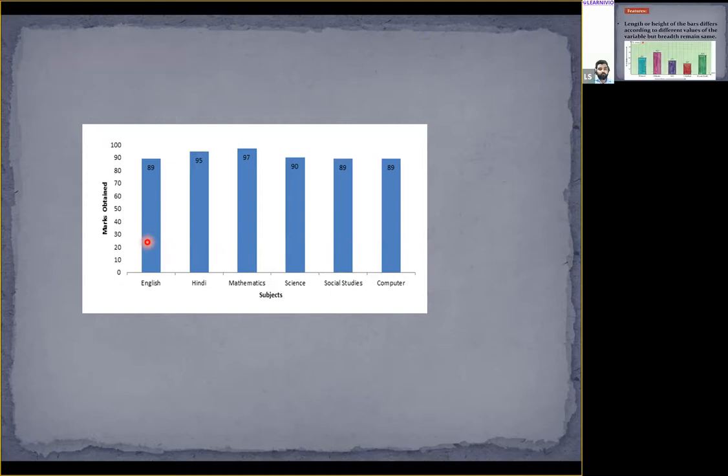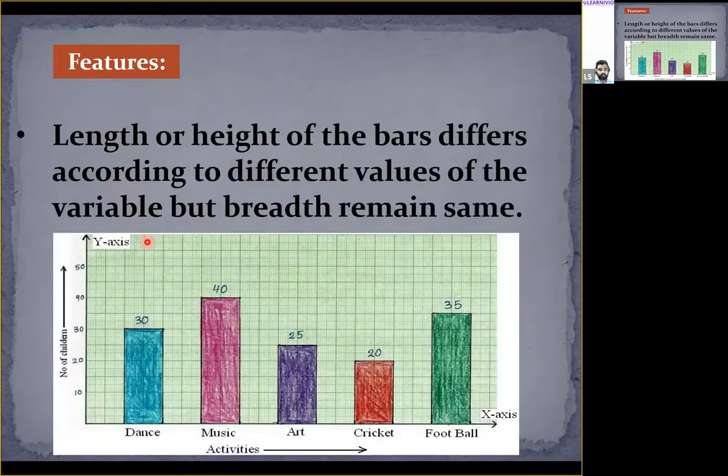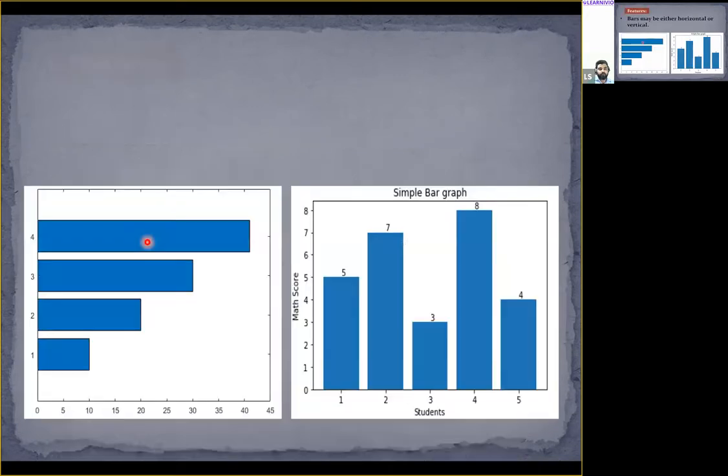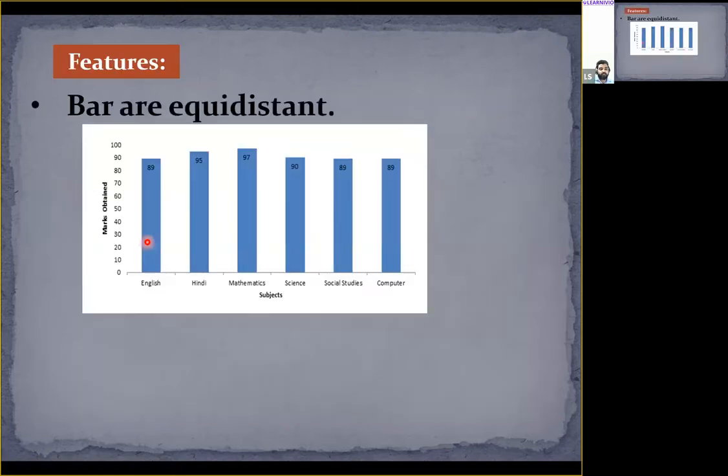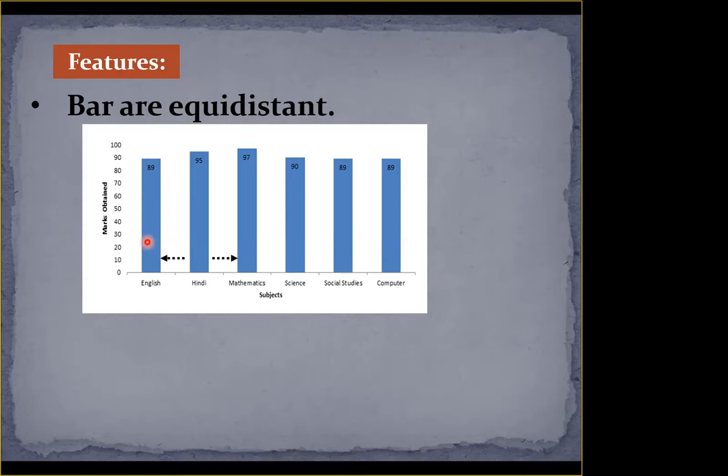First, the length or height of the bars may differ, but the breadth will always remain the same. Second, the bar diagram can be horizontal or vertical; depending upon convenience, you can make a vertical or a horizontal bar diagram. Next, the distance between the bars always remains the same; they are equidistant from each other. All right, is there any doubt? No, sir. Okay.